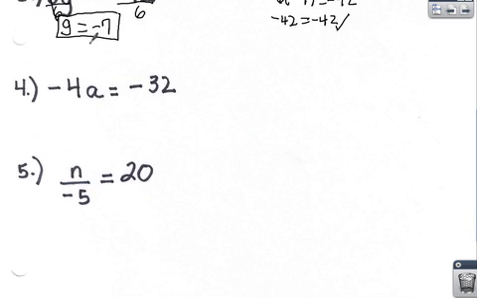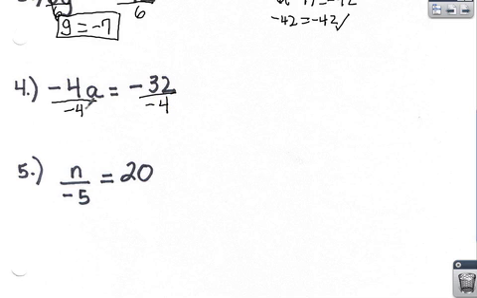Number 4. Negative 4a equals negative 32. A common mistake here would be for students to want to add 4 to both sides, thinking that this means minus 4. But be very careful, because really what we're doing here is multiplying negative 4 times a. So if our goal is to isolate a, we need to do the inverse of multiplying by negative 4, which would be to divide both sides by negative 4.